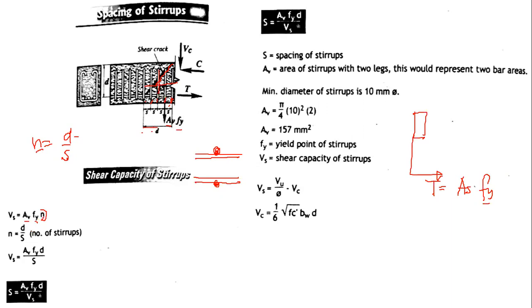Kaya pag sinubstitute natin yan dyan, we can come up with this formula, VS equals AV FY, instead of N, D over S. And then we cross-multiply, makokompute na natin yung spacing. Diyan lang yan galing. Madaling derivation lang, spacing. Okay?